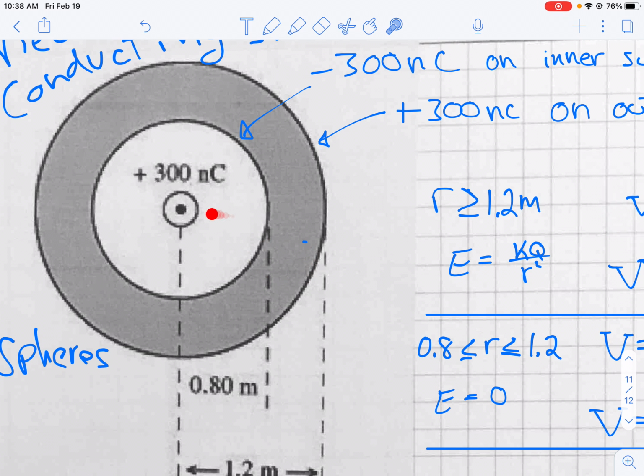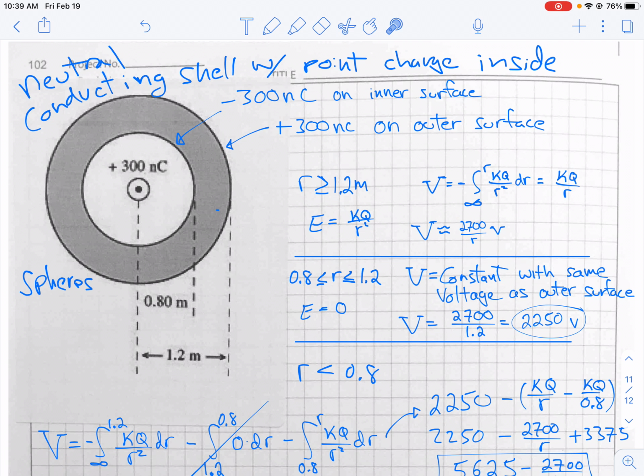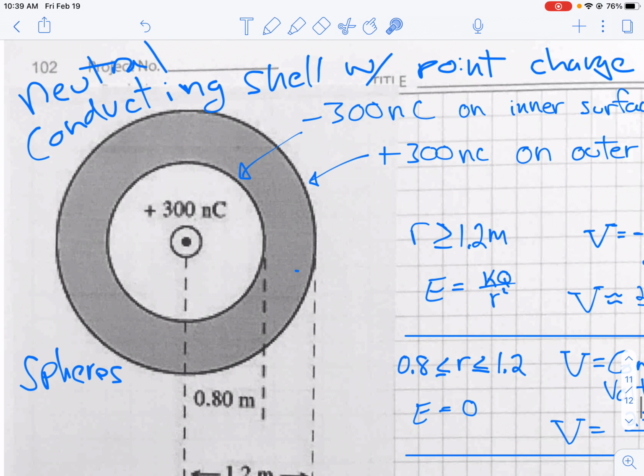Now, on the inside of this here, my electric field has the same equation, but I am closer now, I'm at a smaller radius, so there's going to be a jump right here in voltage. Actually, maybe I said that wrong. There won't be a jump in voltage.